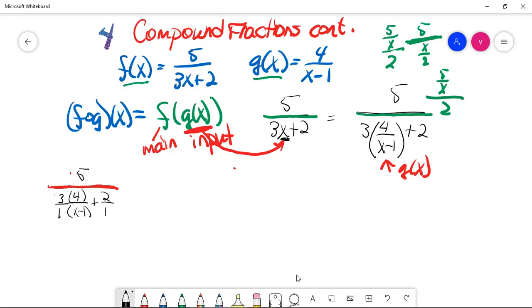So we have 5 on the numerator, and that's 3 over 1 times 4 over x minus 1 plus 2 over 1. Here we are over here. So that whole thing reduces. So that's 3 times 4 is 12 over x minus 1 plus 2 over 1. How do we get a common denominator there?